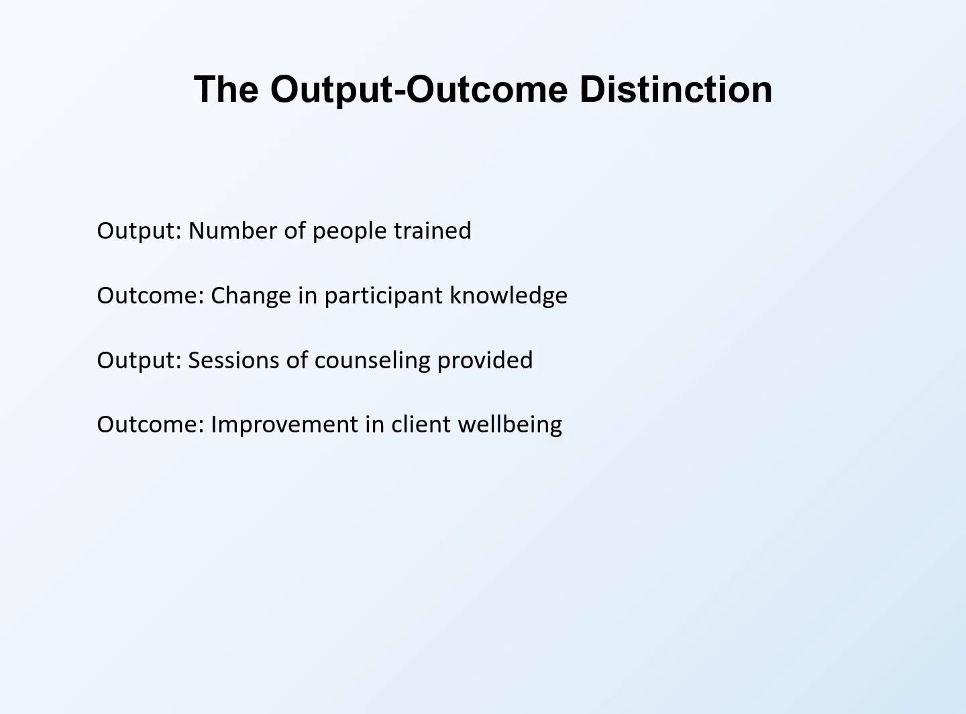The pattern is consistent across all program types. Outputs count activity products and deliverables. Outcomes measure changes in people served. Outputs are within your direct control if you implement as planned. Outcomes depend on participant response and external factors beyond your influence. Both outputs and outcomes matter tremendously for different reasons, but they measure fundamentally different things that should never be confused.